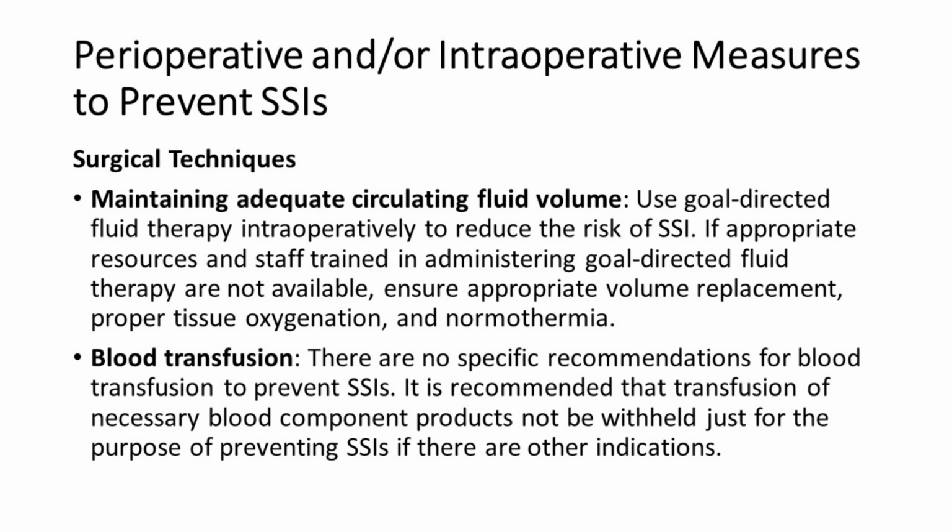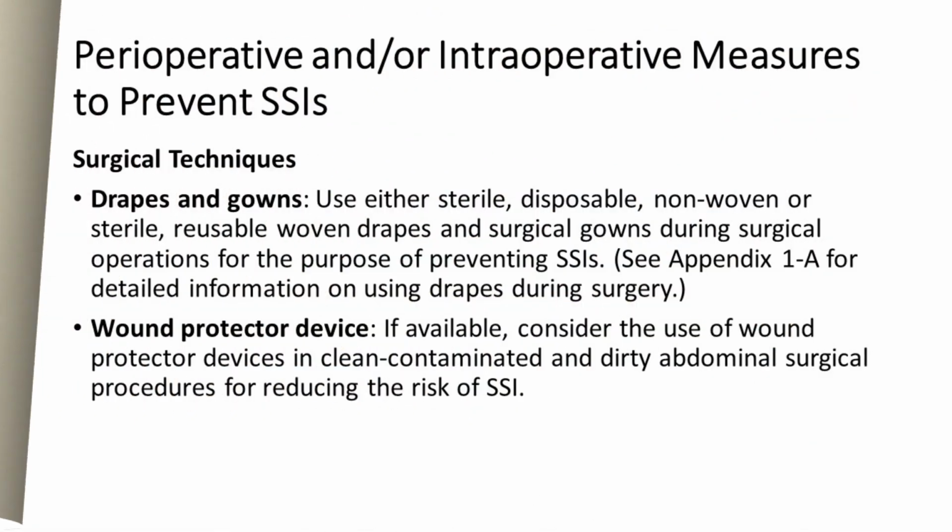Obviously, it is recommended that transfusion of necessary blood components not be withheld just for the purpose of preventing SSIs. But if it is not needed, then it should not be given. Wraps and gowns: use either sterile, disposable, non-woven or sterile, reusable woven wraps and surgical gowns as discussed in previous slides. And then there should be wound protector devices. If available, consider the use of these devices in clean-contaminated or dirty abdominal surgical procedures for reducing SSIs.